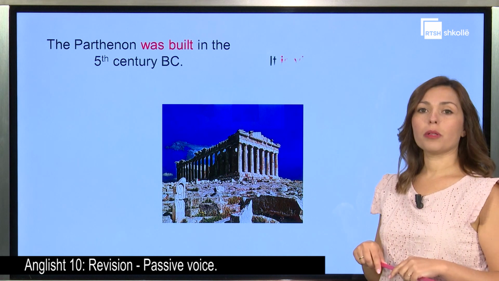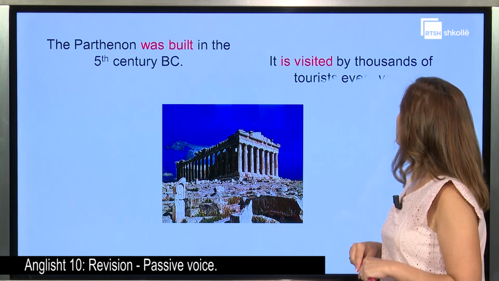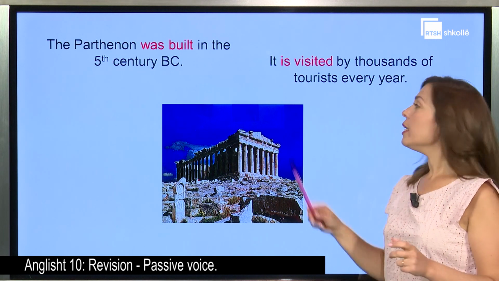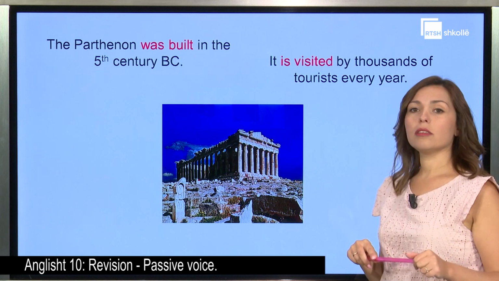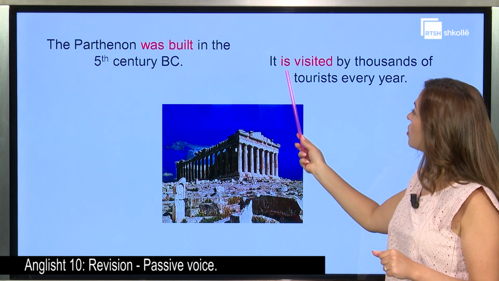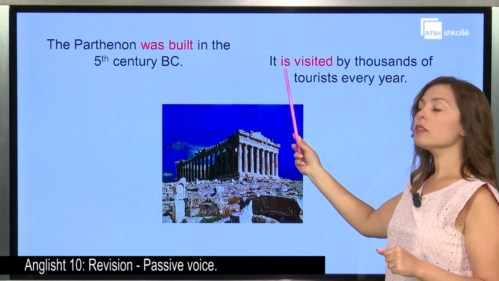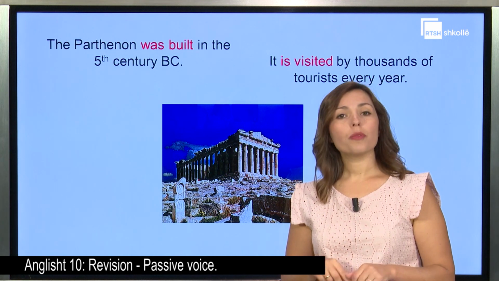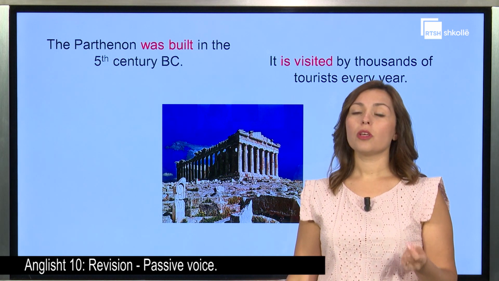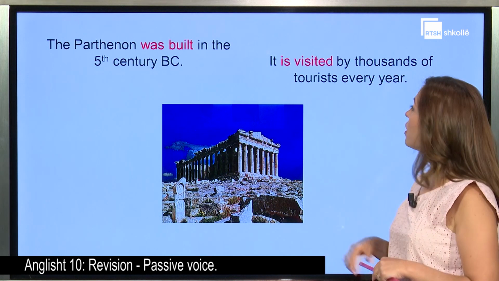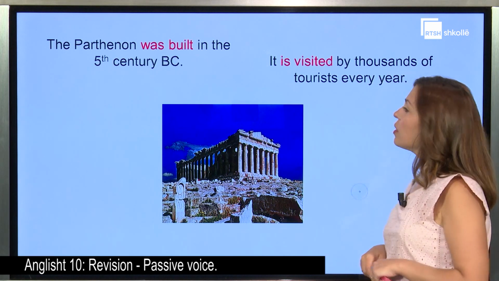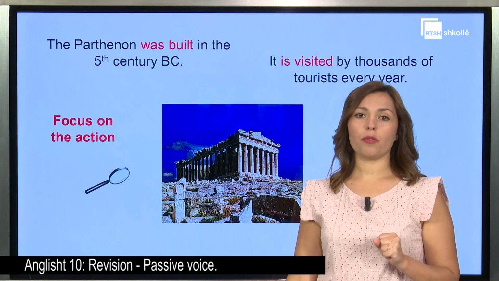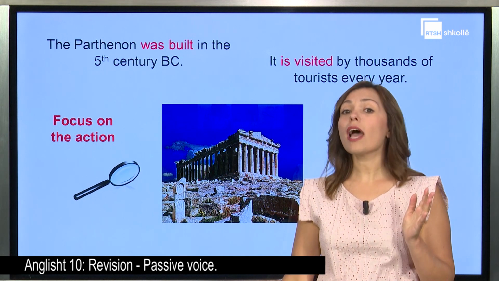Let's see another example. It is visited by thousands of tourists every year. It is visited. Present. The verb to be in the present, and again, the past participle. So, what do you recognize here? Where is the focus of these two sentences? The focus, of course, is on the action itself. So we focus on what happened.